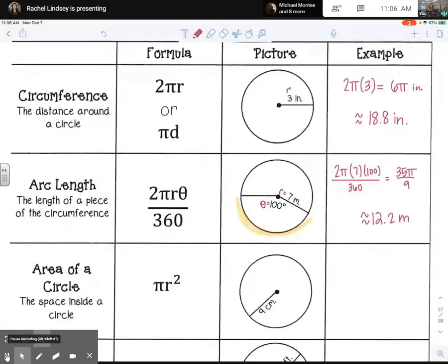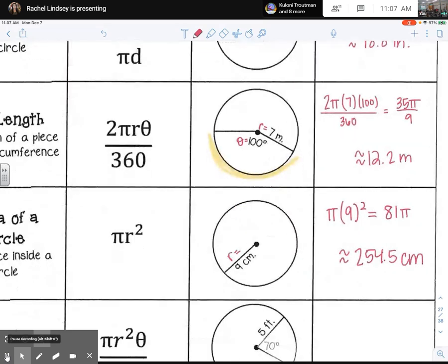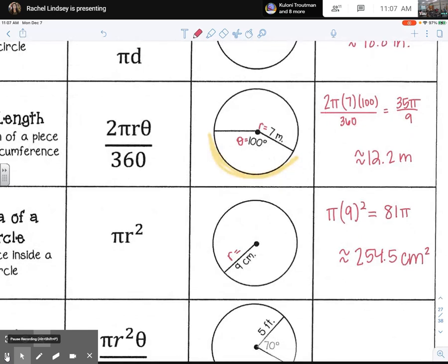Okay. The next thing is the area of a circle. The formula for that is pi r squared. So in order to find the area, all you need is the radius. In this circle, my radius is 9. So to find the area, I do pi times 9 squared. That gives you 81 pi, which will give you 254.5 centimeters squared. Centimeters squared because it's the area.